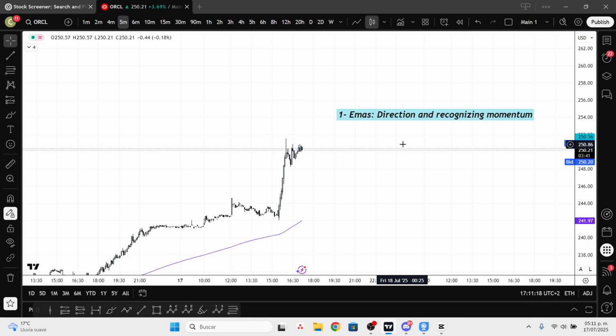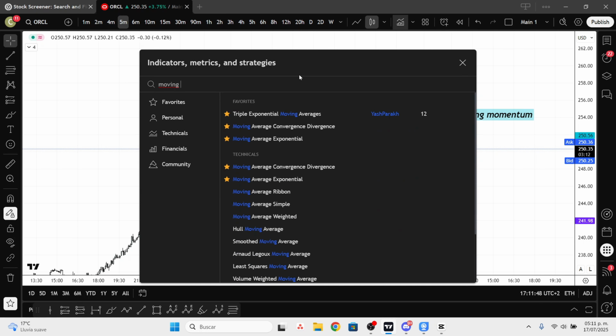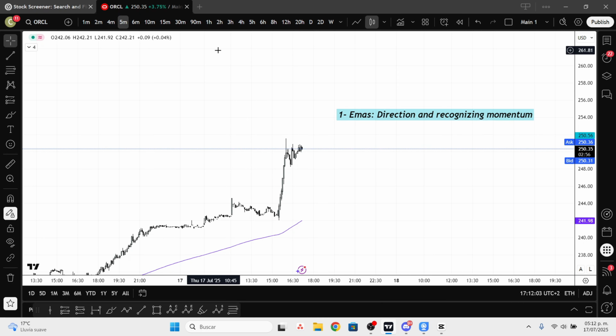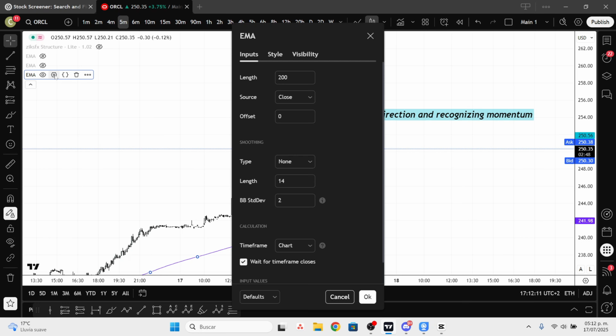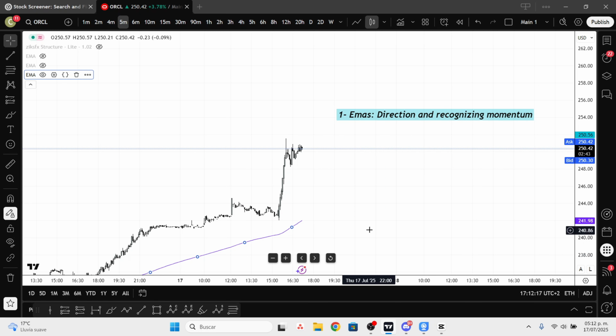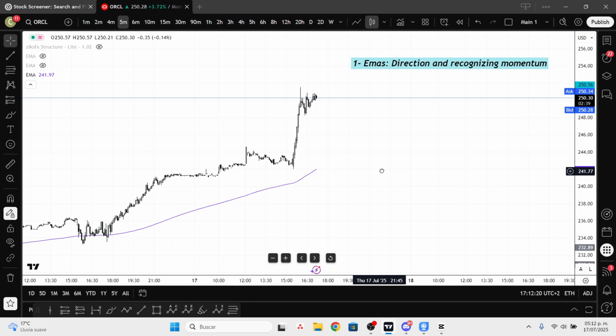Okay, so in this case, we're gonna do this. We're gonna go into indicators, and we're gonna type moving average exponential, and it will show up like this. We're gonna click 3 times because we're gonna use 3 EMAs. I'm not gonna click because I already have it, but you will click 3 times in here. And the first EMA we're gonna add is the 200 EMA. Okay, this will be the 200 EMA, but if you don't have it, you can just click over here and then type 200, and that will be the first EMA we're gonna use. This EMA is gonna be used for direction.